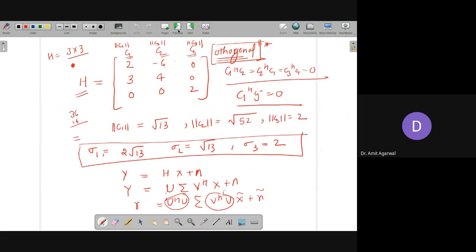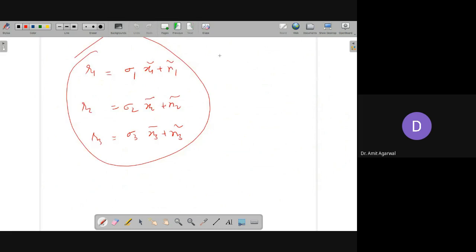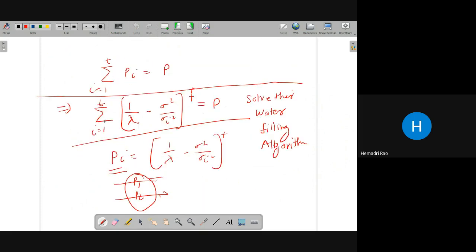That is not the objective. The objective is to find the capacity. Correct? What is the capacity? Summation of log base 2 of 1 plus sigma square by sigma i square times Pi, with the noise sigma square. We want to solve this, right? In order to get the capacity, we have to solve it. So just try to solve it.